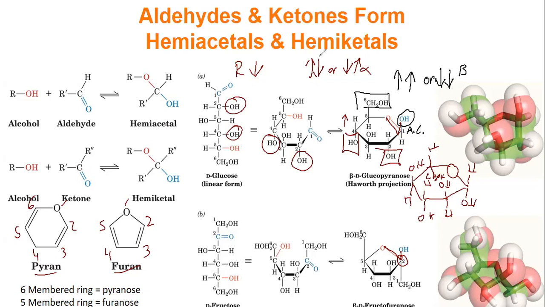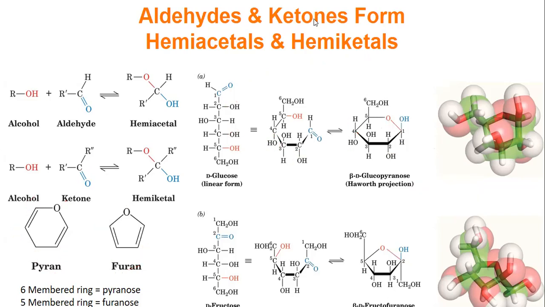So any questions about our terminology here, or how to cyclize a sugar? Okay. The anomeric carbon is the one that gets attacked by your OH. It's your former carbonyl carbon. That's your anomeric carbon when you form a cycle.